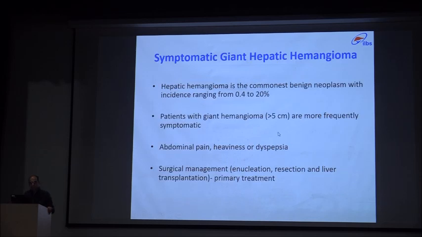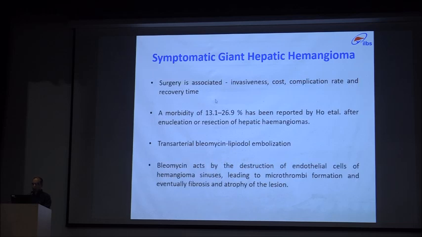The third important indication for angioembolization is for the management of symptomatic giant hemangioma. As we know, hepatic hemangioma is the most common benign neoplasm, ranging from 0.4 to 20%. If the hemangioma is more than 5 cm, it is usually symptomatic, and the patient may present with pain, heaviness and dyspepsia. Surgical management is the primary treatment of choice. However, recent literature shows that surgery is usually associated with morbidity in 13 to 26% of patients. So we can offer transarterial bleomycin lipiodol embolization in such cases.